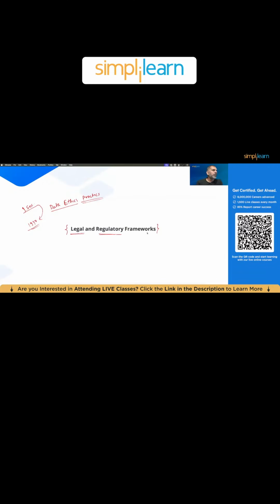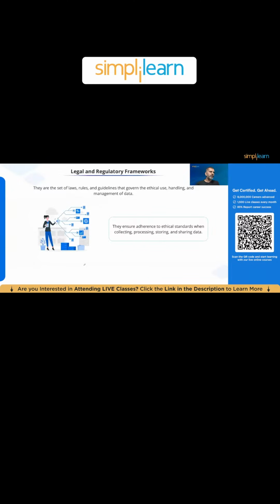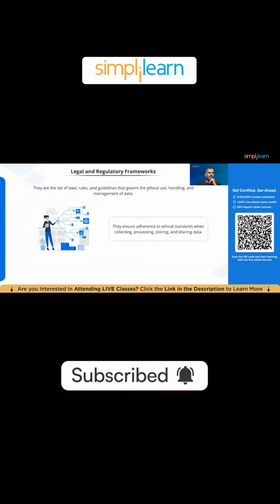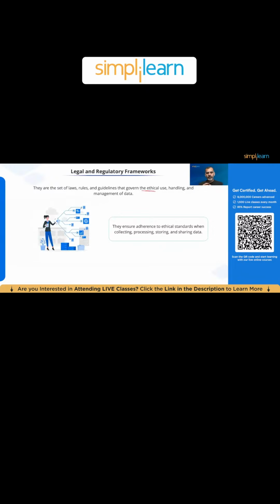Let's start with legal and regulatory framework under data ethics. First of all, let us see what these are. You can simply define them: these are a set of laws and rules, and the basic objective of these rules is to govern ethical data practices. When I say ethical data practices, I mean how to use the data, how to store the data, how to process the data, and if you are sharing data with a third party, what are the rules of sharing this data?